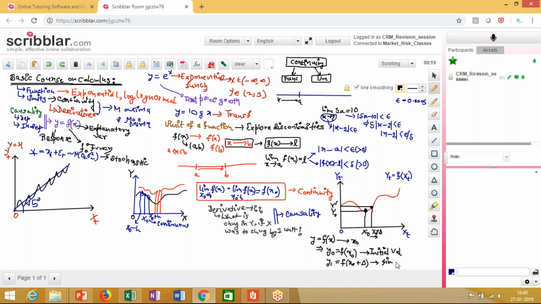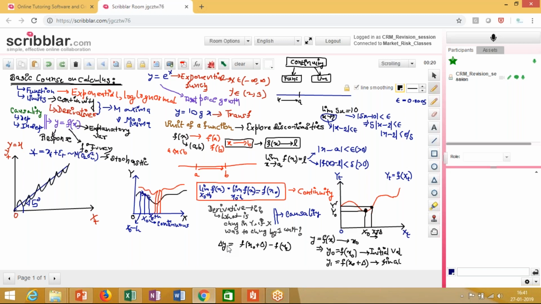So over here, the first question that comes out is: what is the total change in y which has been observed? It is the final value of y, f of x0 plus delta x, minus the initial value of y, which is f of x0. So this gives you the total change that you observe in the dependent variable.